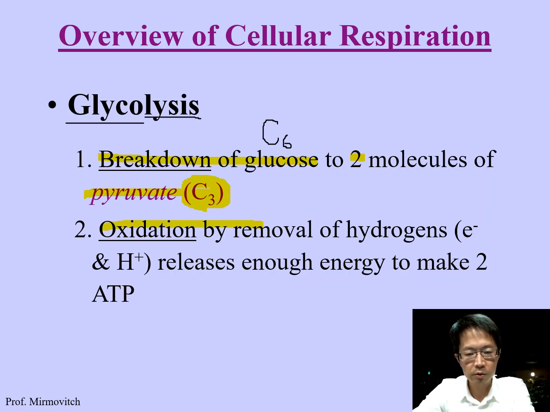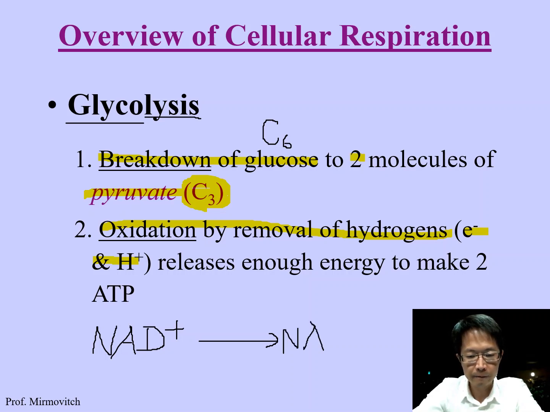And then oxidation by removal of hydrogen, meaning that electron and hydrogen ion. In this case, the removed hydrogen atom will be received by the NAD. So I hope you remember one of the coenzymes, NAD plus, will receive the electron and hydrogen and become NADH. And remember this part, the end of glycolysis makes 2 ATP.